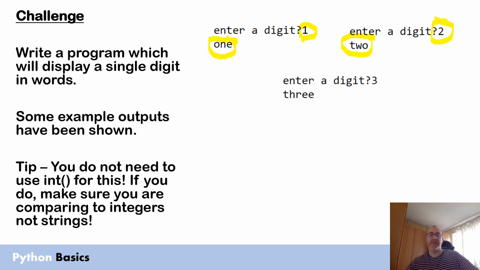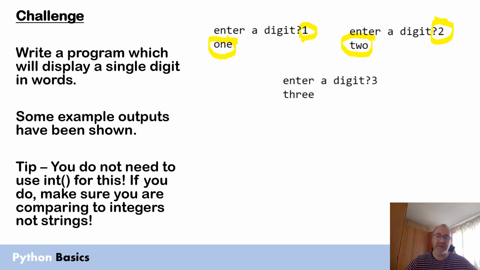Now, some tips for this. It's going to follow the same pattern as the previous task you've literally just done. I'm just asking you to adapt it, okay? Some of you might find this really, really easy. Some of you might find it a bit more challenging. You can, if you want to, when you enter the digits, cast it to a number using the int command. However, you don't actually need to for this.